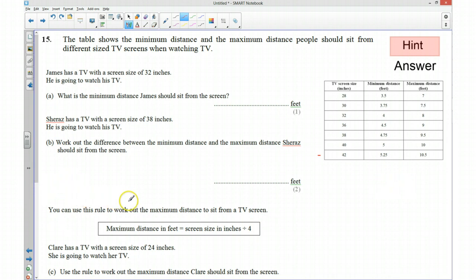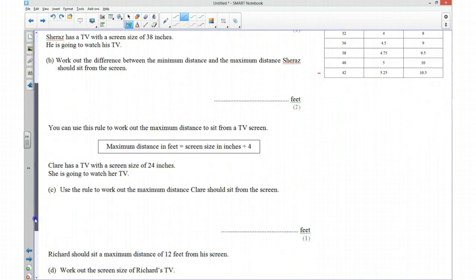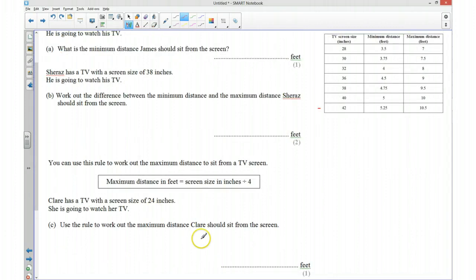Okay, you can use this rule to work out the maximum distance to sit from a TV screen. So we're told the maximum distance in feet is equal to the screen size in inches divided by 4. Claire has a TV with a screen size of 24 inches, and she is going to watch her TV. We need to use the rule to work out the maximum distance Claire should sit from her screen. So we know her screen size in inches and we know what the rule is here, so we should be able to work that out.